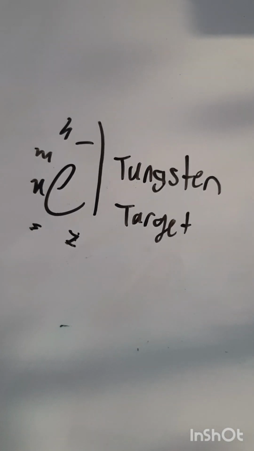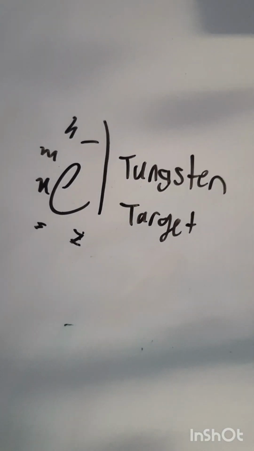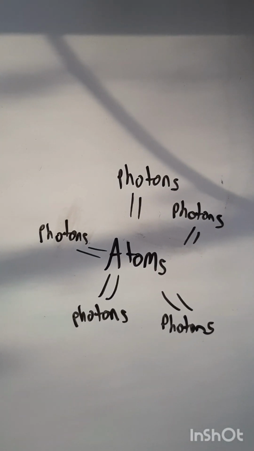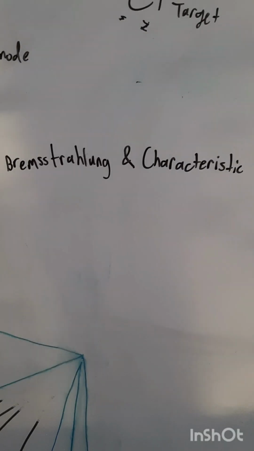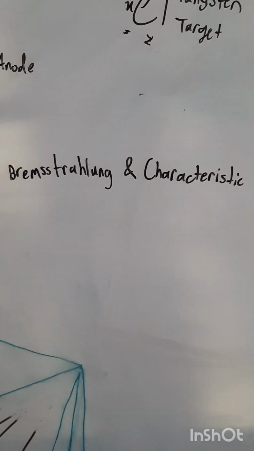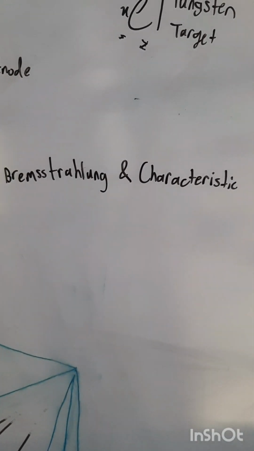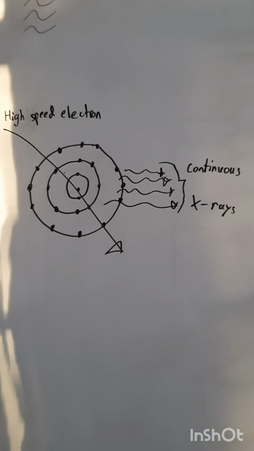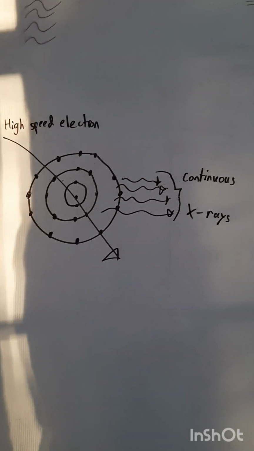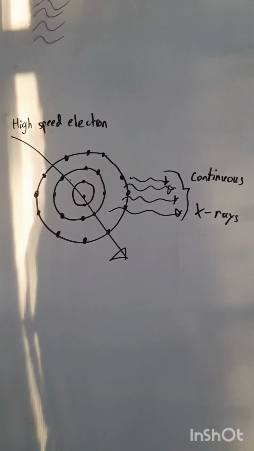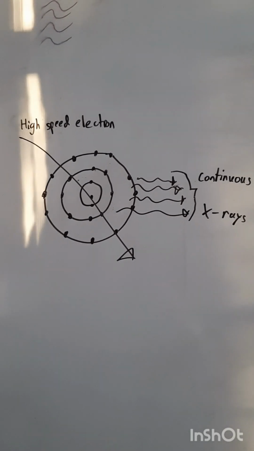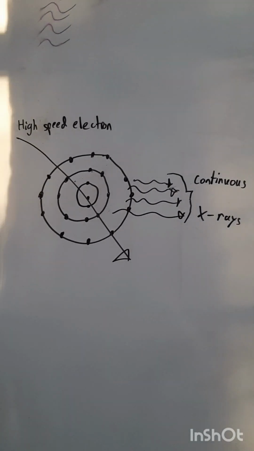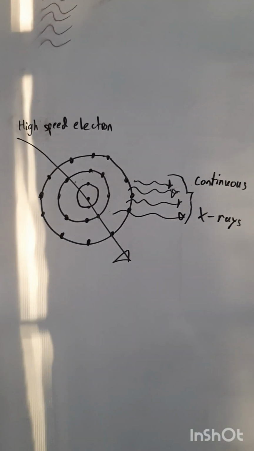When the electrons strike the tungsten target, they cause the atoms to release energy in the form of X-ray photons. This process includes two types of radiation, Bremsstrahlung and characteristic radiation. Bremsstrahlung occurs when the high-speed electrons are slowed down or deflected by the positively charged nucleus of the tungsten atoms, releasing energy in the form of X-ray photons.